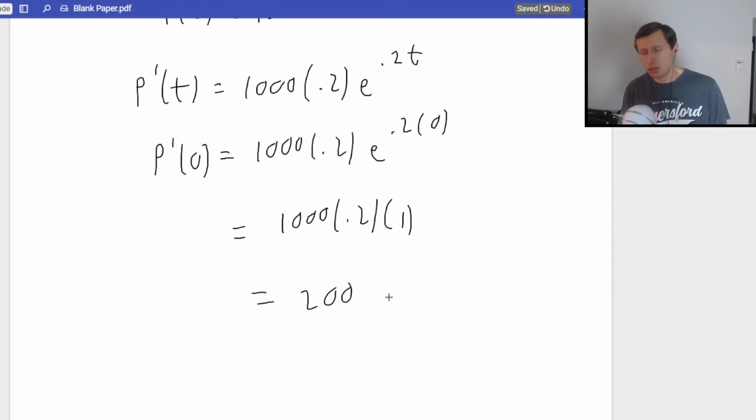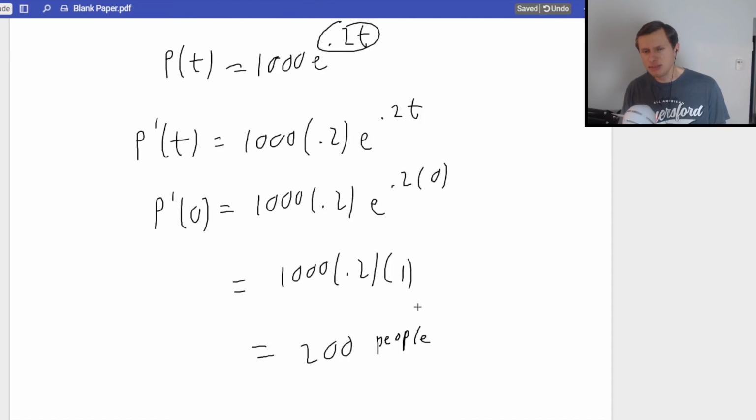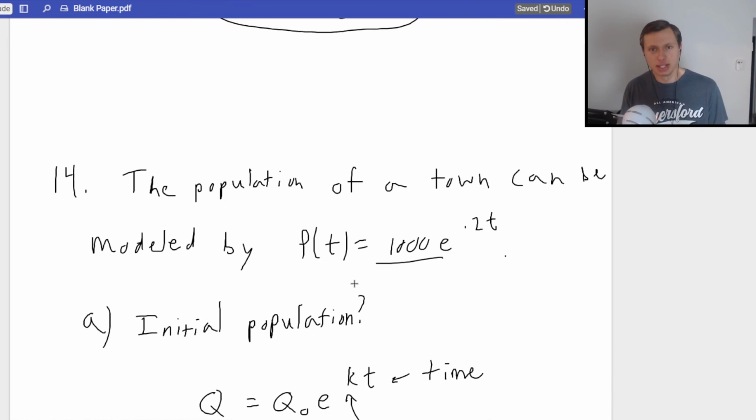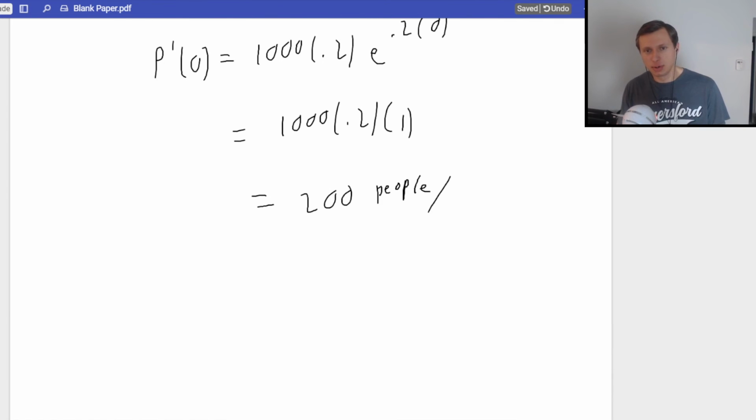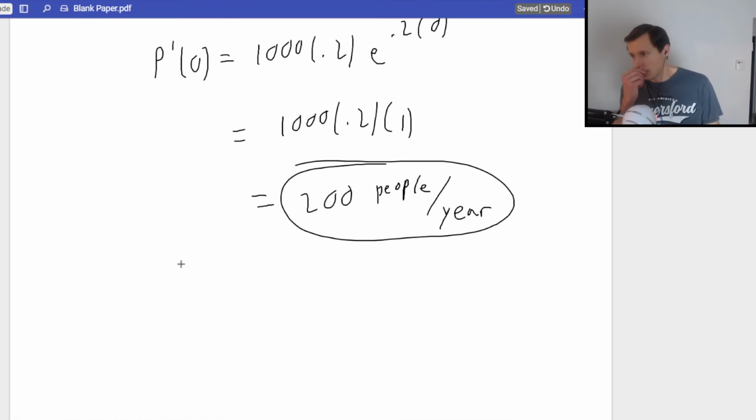So the units for that, people per... did I even give a unit of time? I don't even think I did. I'm going to say people per year. I should have said year. Sorry. But yeah, that's going to be our growth rate. Any questions on that one? Again, rate of growth, take the derivative.